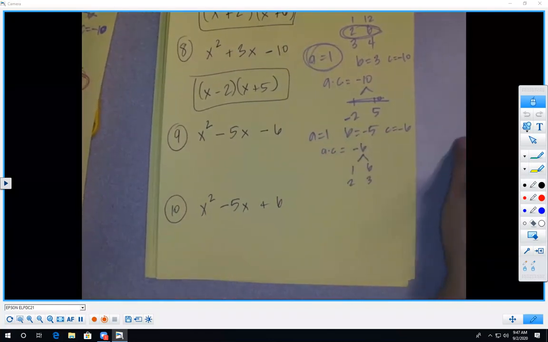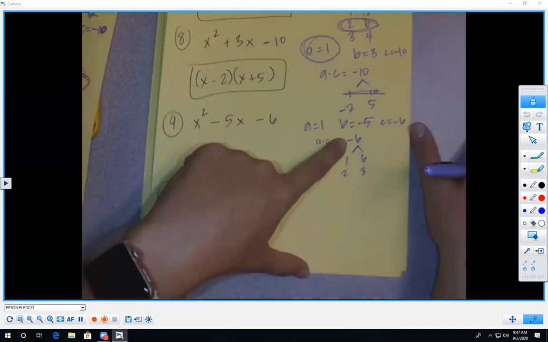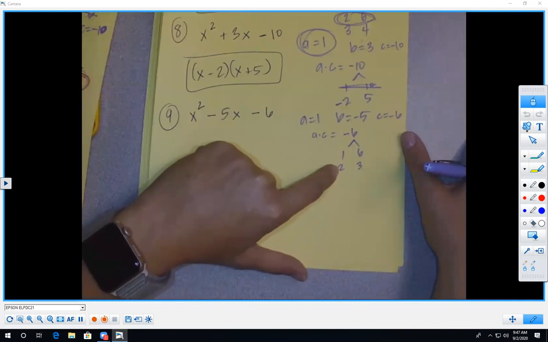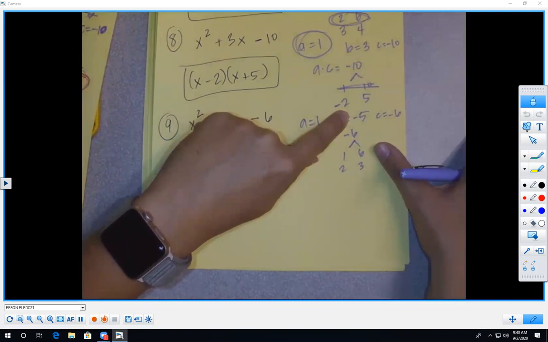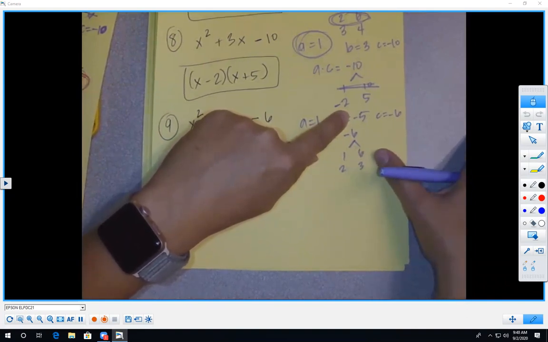Okay, did you kind of see why this is a tricky problem? You're multiplying to get 6. Your options are 1 and 6, 2 and 3. We're trying to add to get 5. Technically, can't you kind of get 5 with both of them? 2 plus 3 is 5, but also 6 minus 1 is 5.